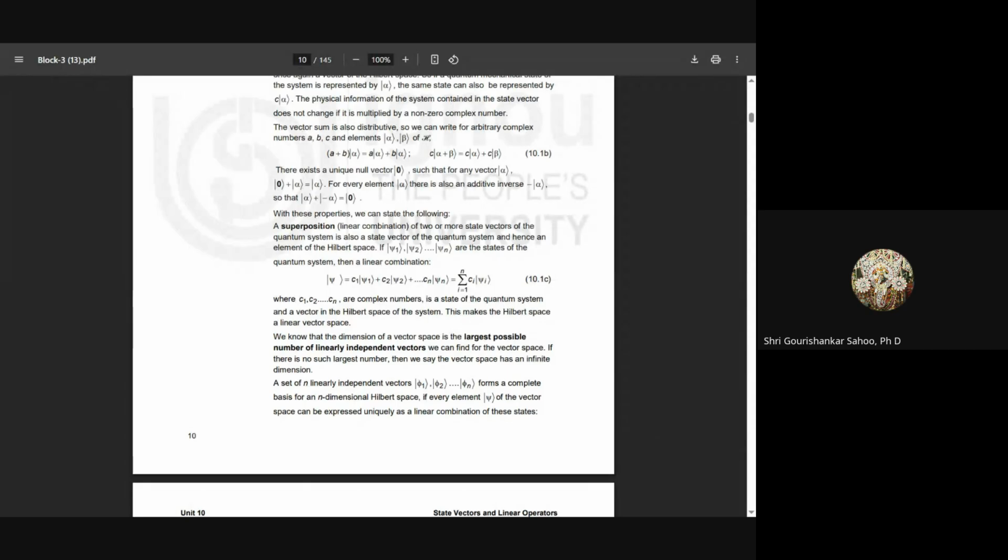So if psi 1, psi 2, and so on up to psi n are states of the quantum system, then a linear combination C1 psi 1 plus C2 psi 2 plus and so on plus Cn psi n is equal to psi ket, which is nothing but the summation over i from 1 to n of Ci psi i, where C1, C2, Cn are complex numbers. This is a state of the quantum system and a vector in the Hilbert space of the system. And this makes the Hilbert space a linear vector space. So what is a linear vector space? Anybody?